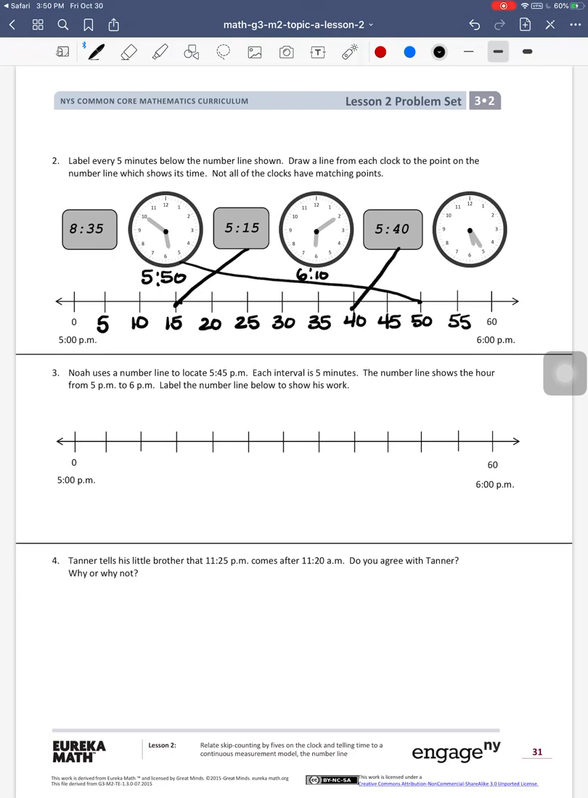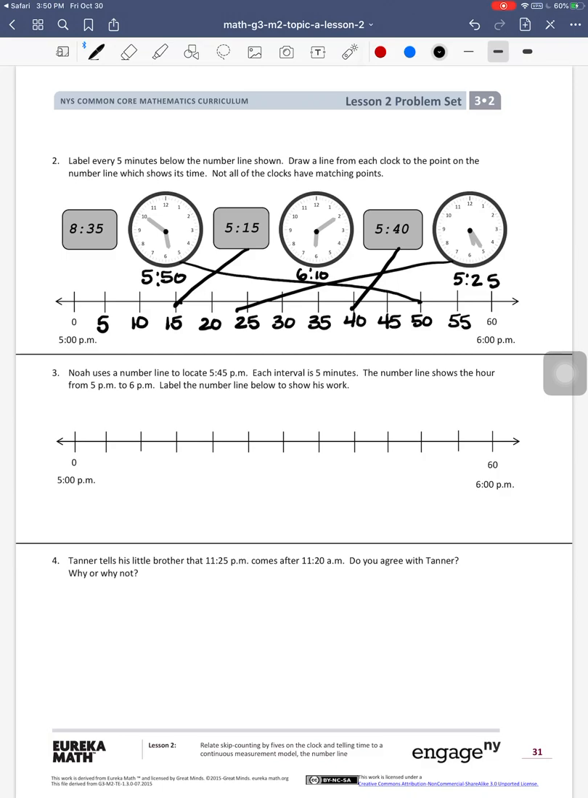All right, the last clock. We see that the hour hand is between the 5 and the 6, but it hasn't passed the 6, so we're still in the 5 o'clock hour. And the minute hand is on the 5. Oops. That means it is, I just started writing before I was thinking, it's 5:25. So let's go ahead and draw a line from this clock to 5:25. How did you do? Great.